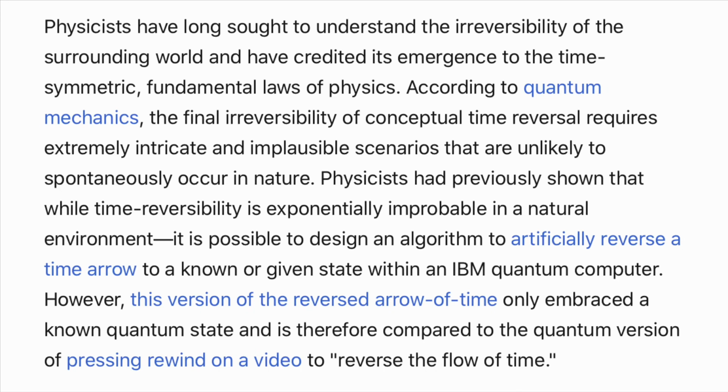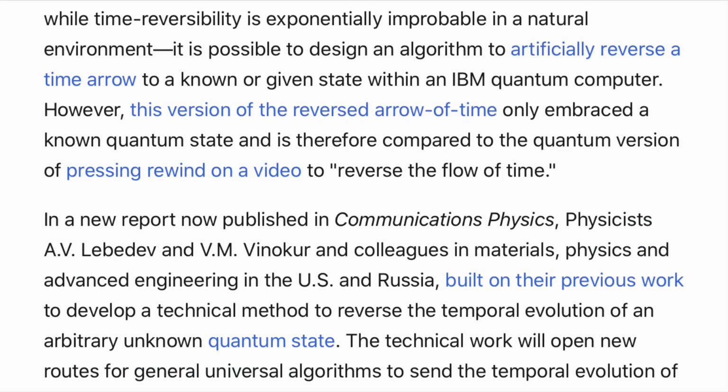Physicists had previously shown that while time reversibility is exponentially improbable in a natural environment, it is possible to design an algorithm to artificially reverse a time arrow to a known or given state within an IBM quantum computer. However, this version of the reversed arrow of time only embraced a known quantum state and is therefore compared to the quantum version of pressing rewind on a video.